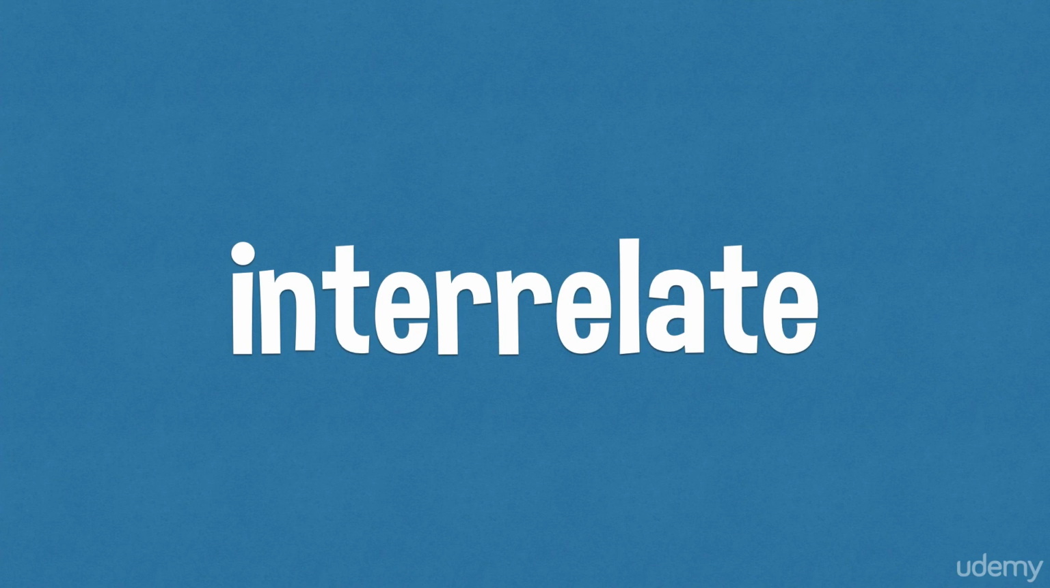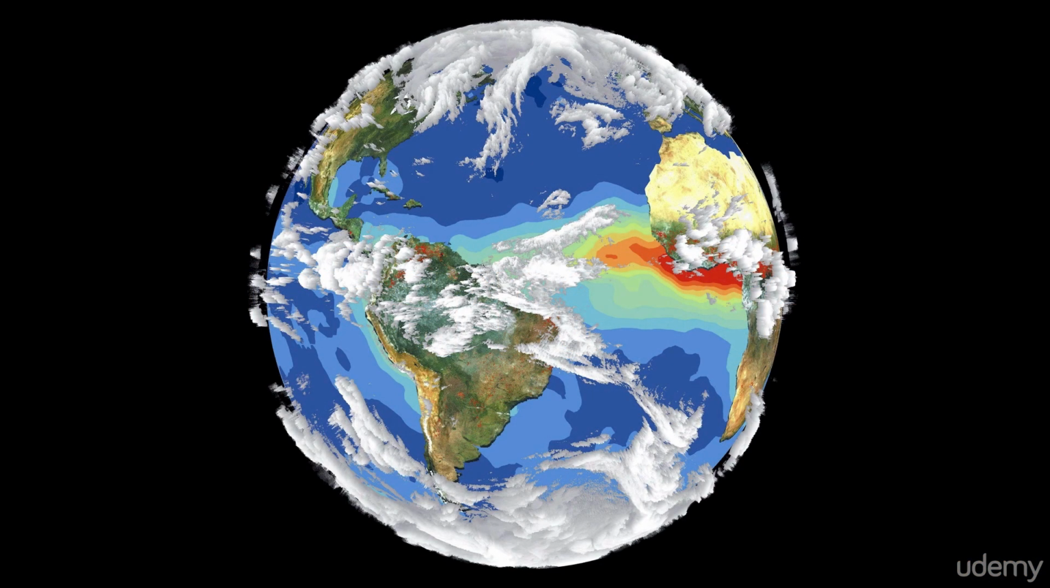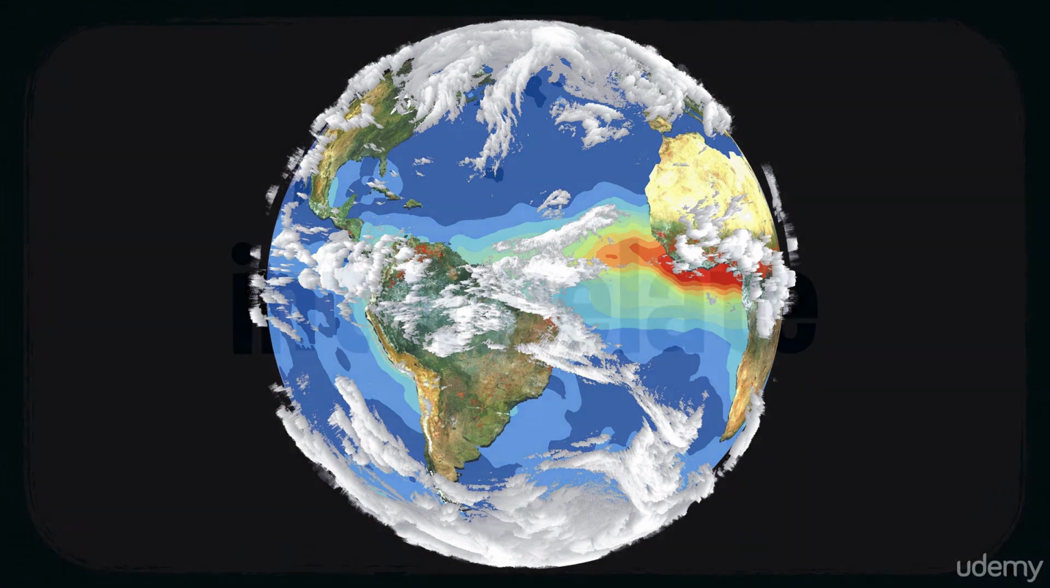And your next word is interrelate. Interrelate. So if things are interrelated, they have an effect on each other. It's very similar to interdependent, in fact. So weather patterns around the world are interrelated. And again, inter tells you that there is a relationship between things here. Between is what inter means.